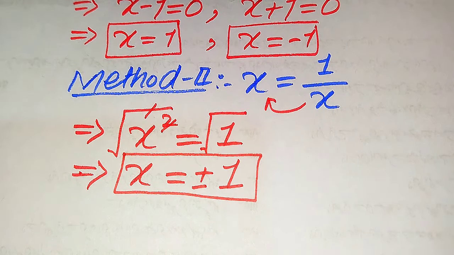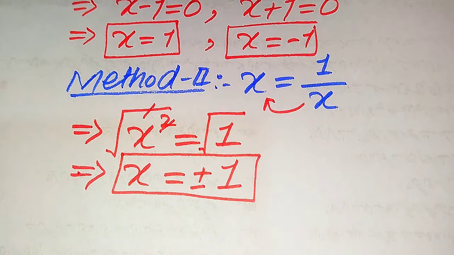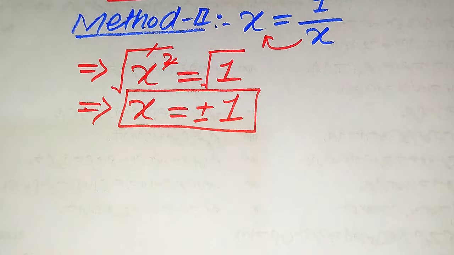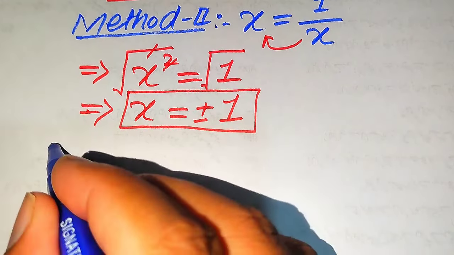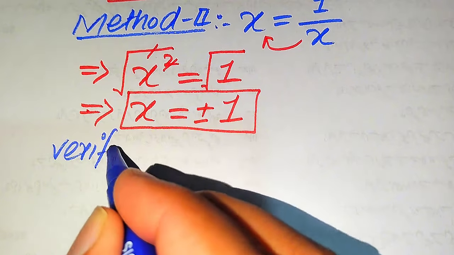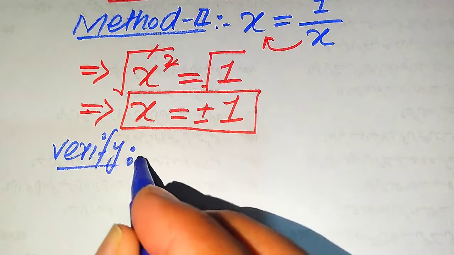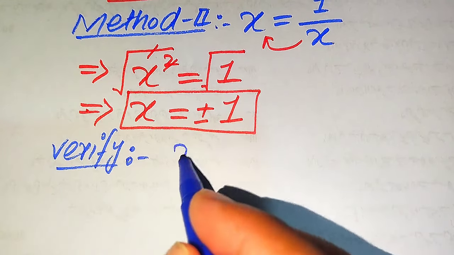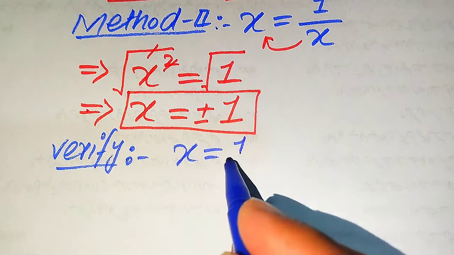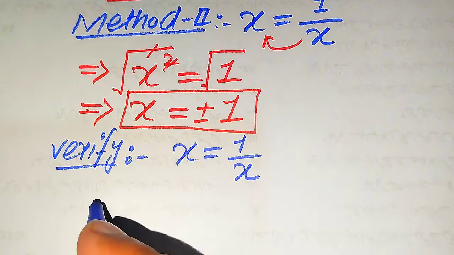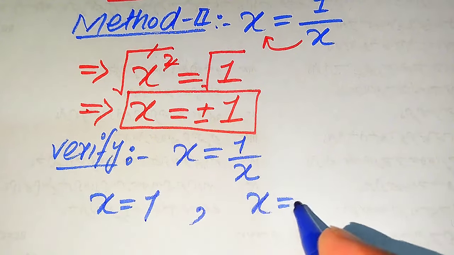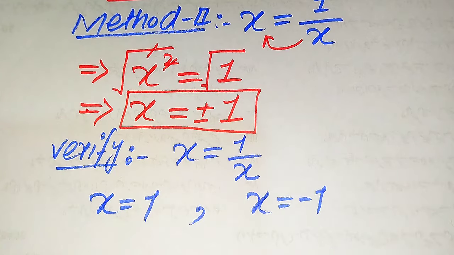So from both of these methods we get the same values of x. In the next step we need to verify whether these values of x are solutions or extraneous roots. For this we copy down the given question statement: x equals 1 divided by x. On this side we will verify x equals 1, and on this side we will verify x equals minus 1.